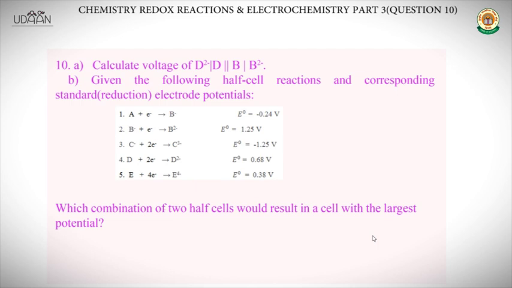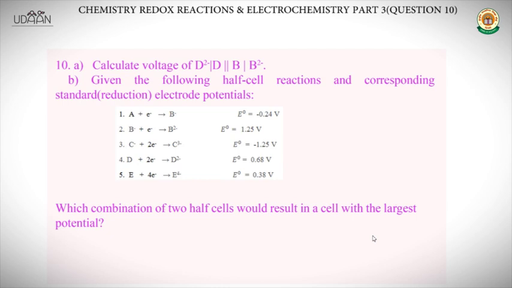So this is the first part of the question, and in the second part, given the following half cell reactions, we have to find which combination of these two half cells would result in a cell with the largest potential, the largest value of the potential. So Tushar, please take us through this question.